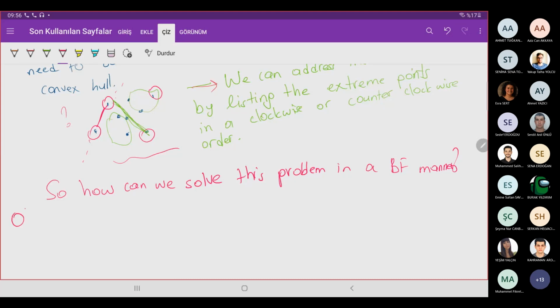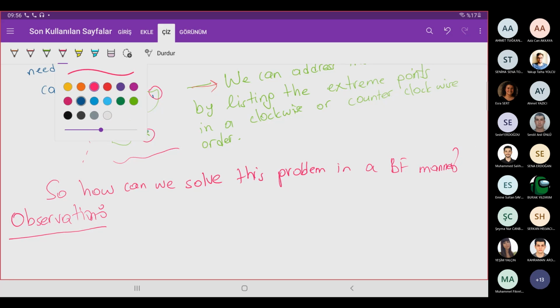So let me write the observation that we thought of. For some reason, I can't find the blue color. I can't, so I don't know. Okay, now I did.